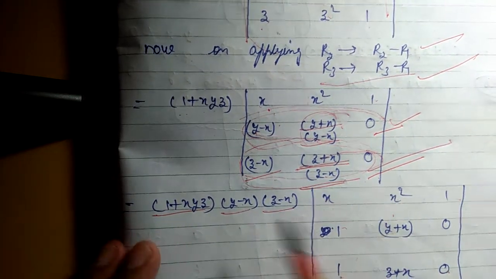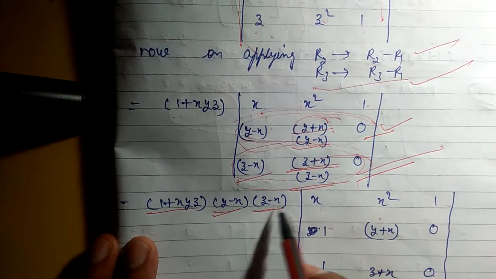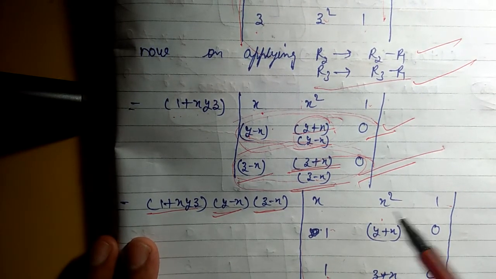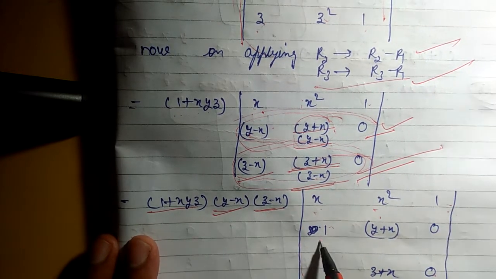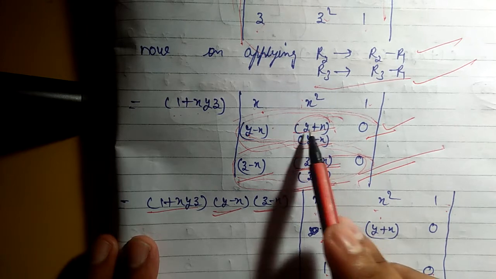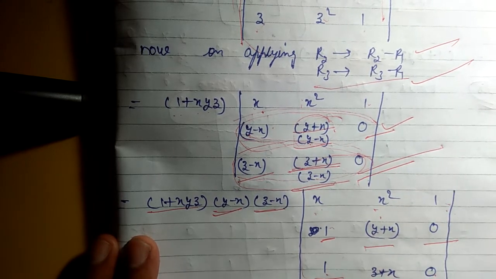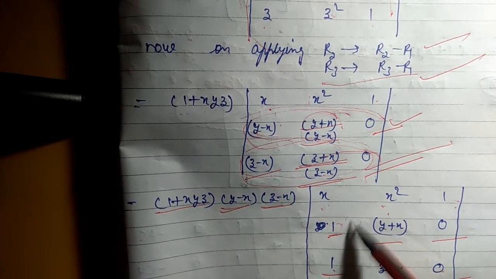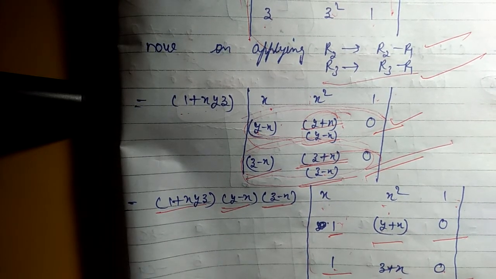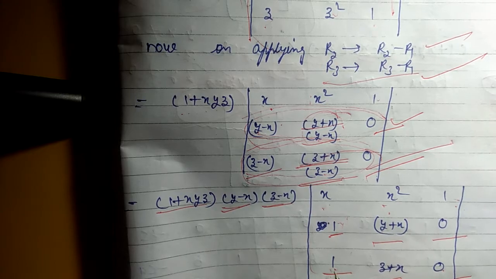So you have taken out the common y minus x and z minus x, and after taking out the common, you will get here x square and 1, and y minus x here you will get 1, and here will be y plus x and 0, and z plus x and 0. Now you can see that here is a 1 1 also, so you can again apply the property of R3 minus R1 making the 0 at that place.